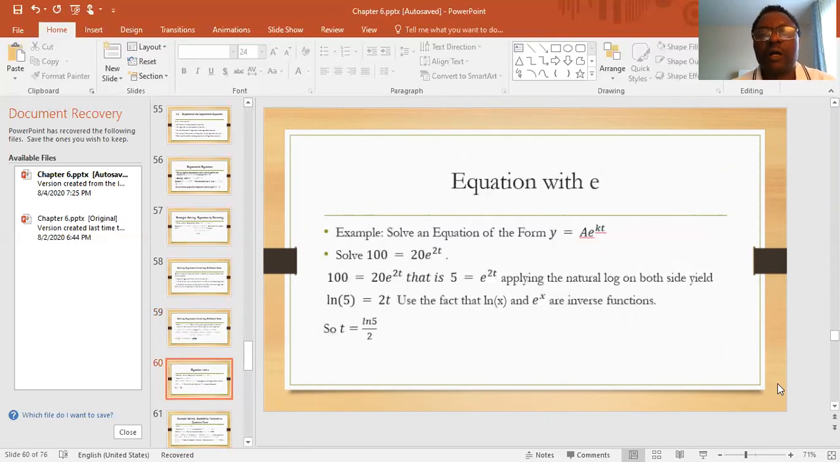If we are asked to solve the equation y equals a e to the kt, for example, solve 100 equals 20 e to the 2t for t. So we will solve this equation using the natural logarithm because there is e there, the natural logarithm base, and we will find t equals logarithm of 5 over 2.